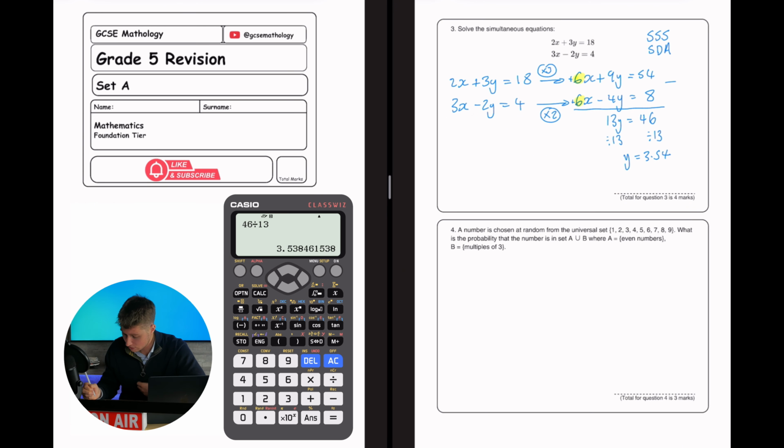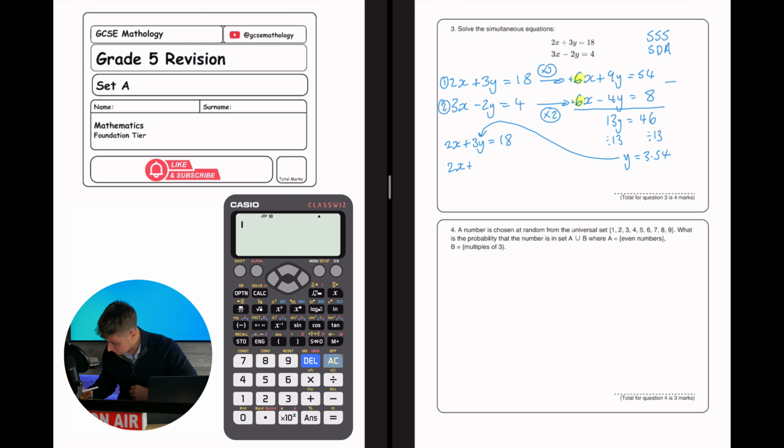Then to get x, we're going to substitute this y value back into either equation 1 or equation 2. Looking at equation 1, we've got 2x plus 3y equals 18. When y is 3.54, we're going to put this into this equation. So 2x plus 3 times 3.54, which is equal to 10.62, and this is equal to 18, and then we just solve this.